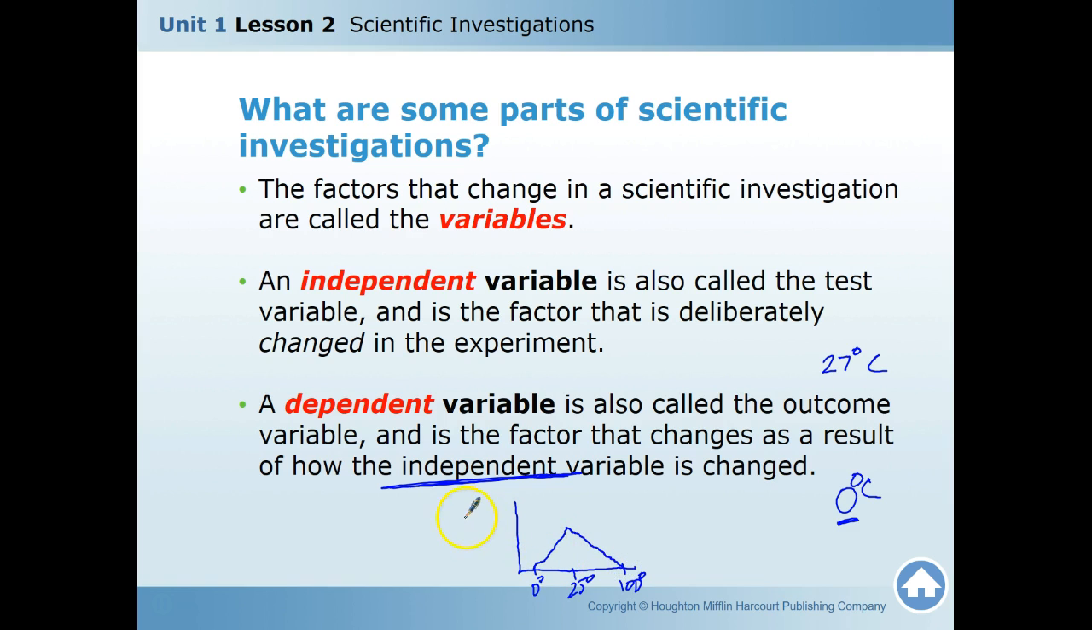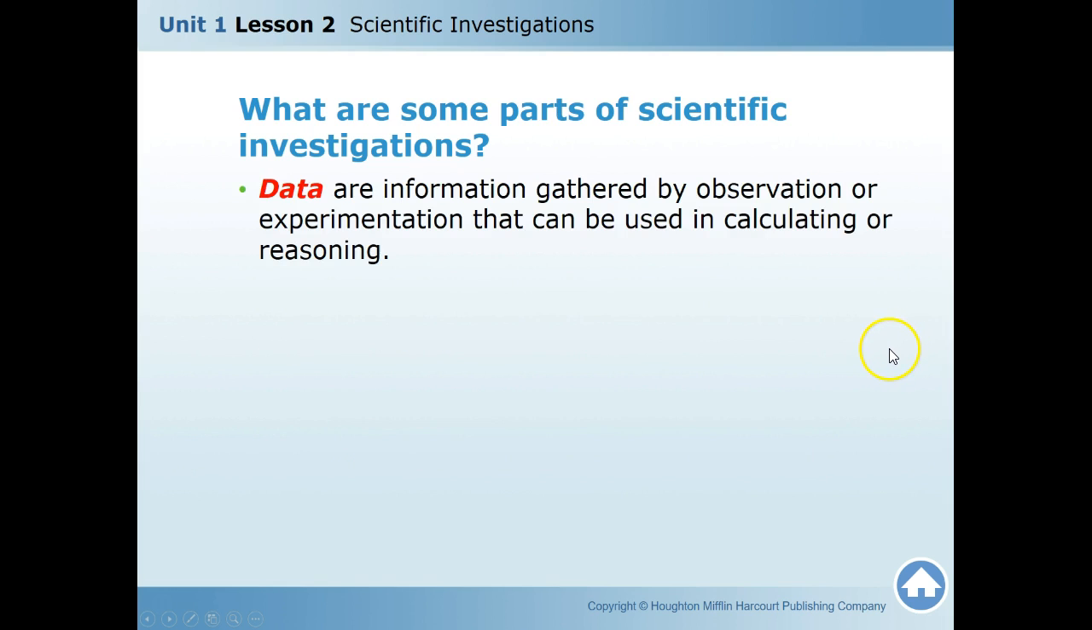So here we've got centimeters of growth, and that would be the dependent variable, and it depends on what temperature it is as to how much it would grow. So that's the explanation that we can do for independent and dependent variable.